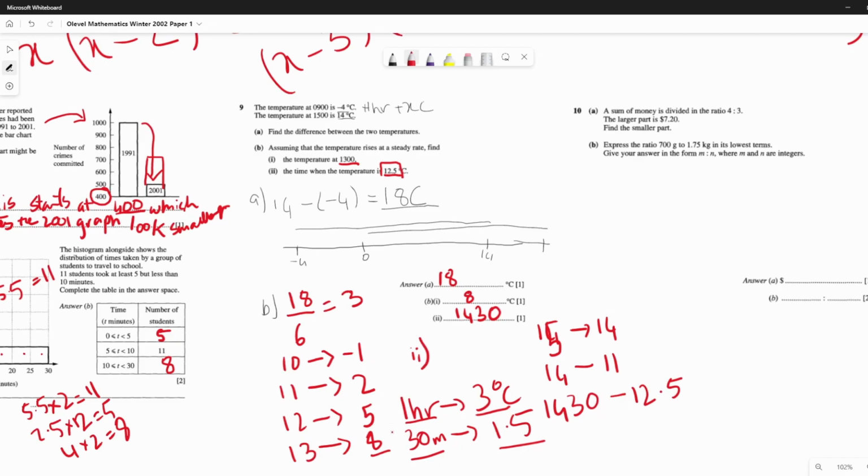And obviously, you didn't have to do all of these. You could have just seen how many hours were between these and then just multiplied 3 by, so 10, 11, 12, 13. So 4 hours, you could have just multiplied 3 by 4 and gotten the answer. And same goes for the other question, where you would have rather just divided 12.5 by that, and you would have gotten the answer as well.